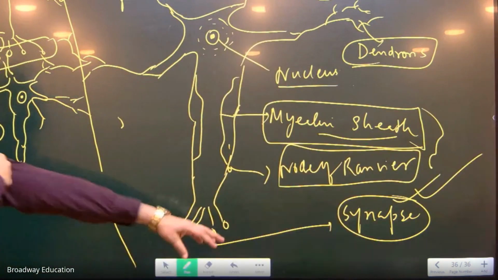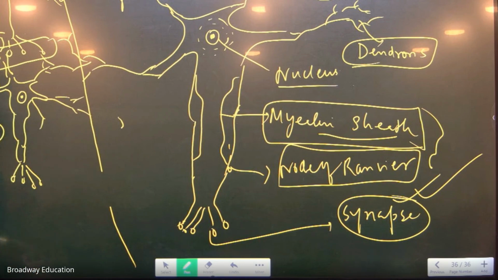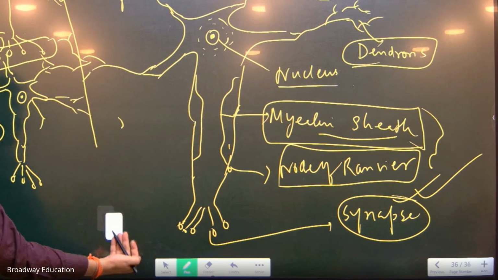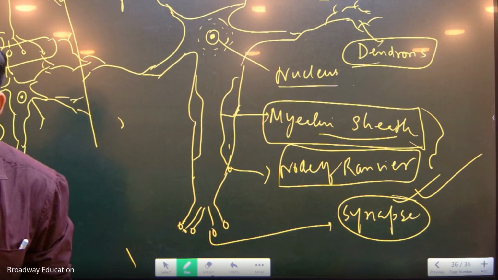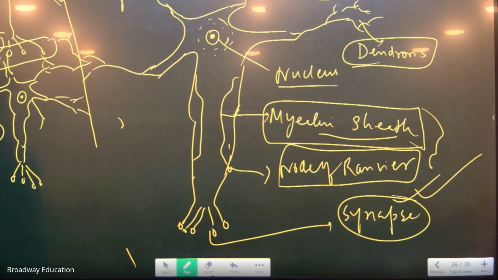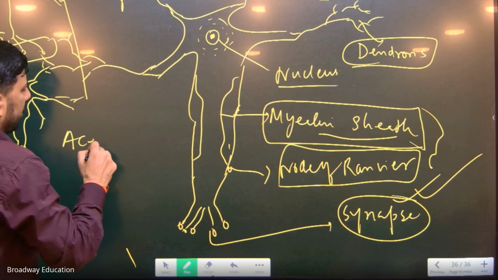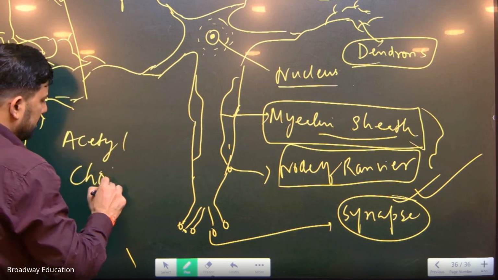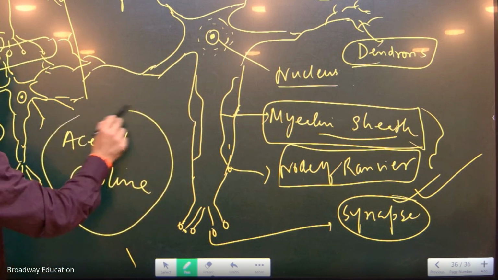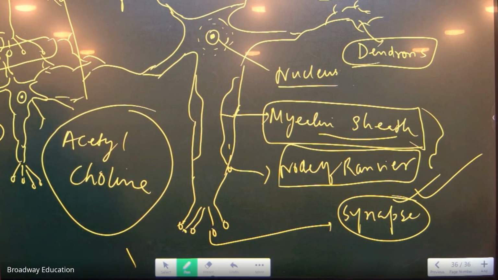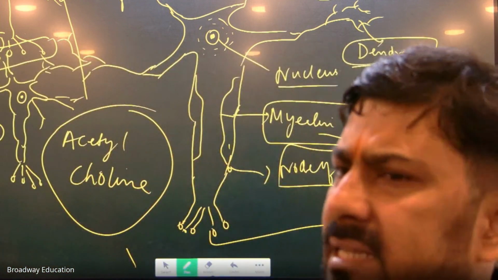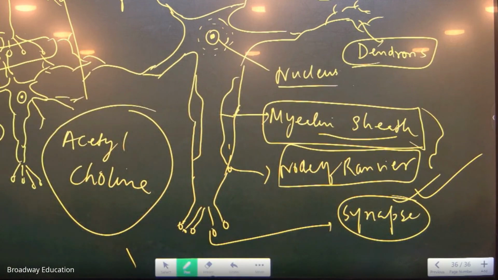Then they may ask you again which particular chemical is responsible for the transfer of the nerve impulse. In that context, the answer will be acetylcholine. Have you heard about this? Which chemical is important for information from one neuron to another neuron? Acetylcholine. Please write it down.